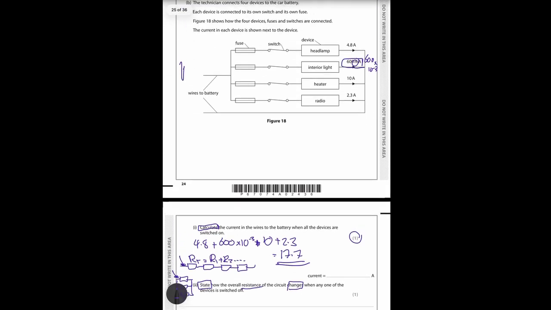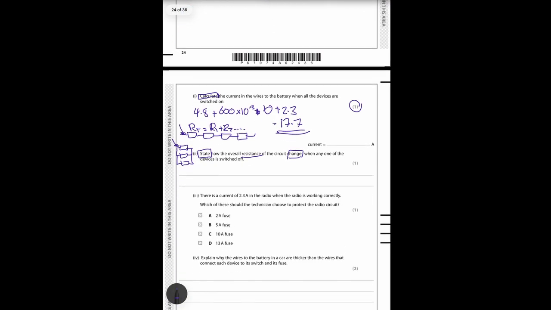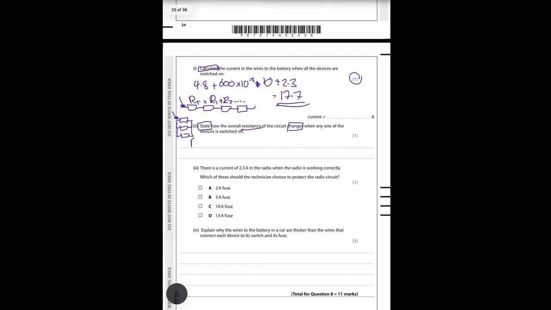And hopefully it should be obvious whether they're in series or in parallel. So let's have a look. I can see that all of these things are connected in parallel. So because they're connected in parallel, when they're all connected, the resistance is going to be smaller. So if I get rid of one of them, that means the resistance is going to get bigger. So therefore, for state, I'm just going to say the resistance is going to increase. Obviously, you write it out in full.